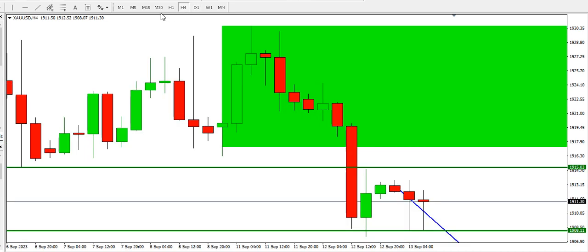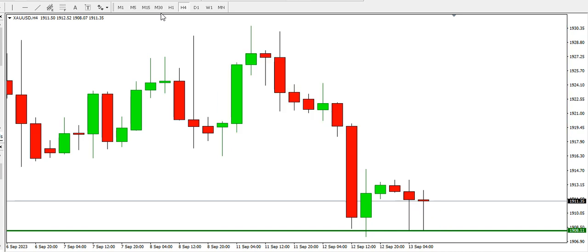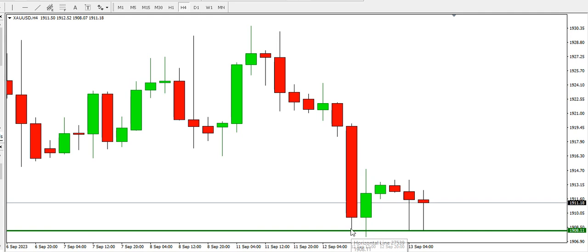On the 4-hour time frame, what do we have? We can see that currently price is trying to find buyers at this level. We have a test of this level around here, talking about the 1909, 1910 level. Then we have the break of that level around here, but the buyers came in. Then we can see that sellers tried to break that level. Buyers pushed it up and sellers also came back to this same level.